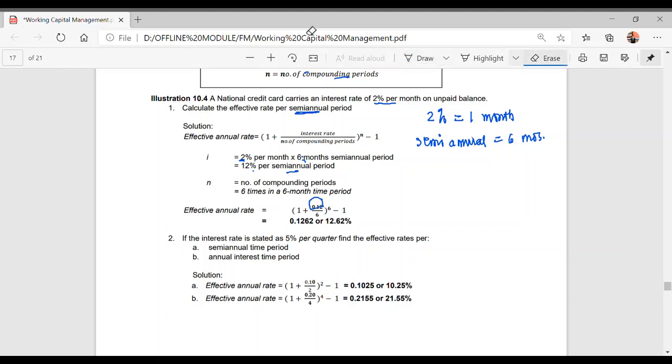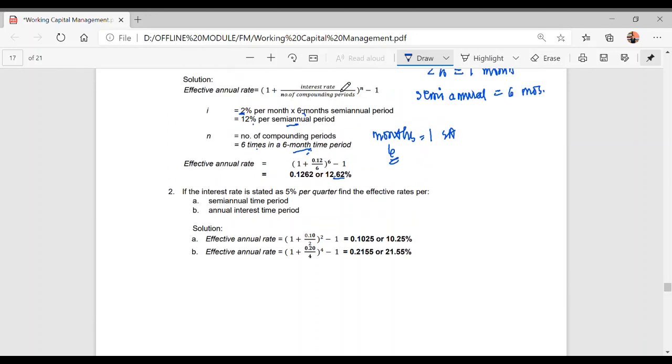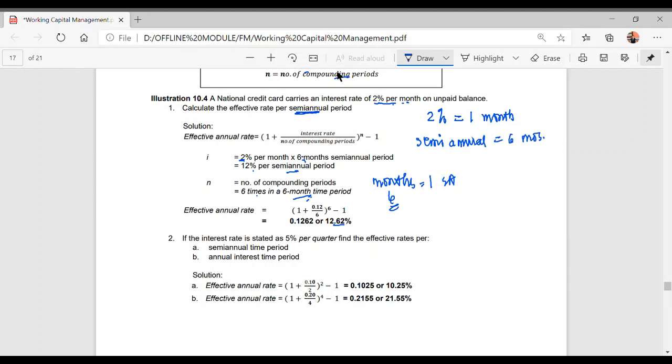Next, we have what it will be our compounding period. So our compounding period now is 6 times in a 6-month time period. You know, 6 times man siya, ma'am. Because, di ba, pila man ka months, so how many months are there in one semi-annual? So in one semi-annual, there are 6 months. So therefore, 6 times ang 6 months. So 6 times in a 6-month time period. Yung 6-month time period naman siya, ma'am, because it is a semi-annual. So therefore, that would be 6. Okay, na may 6 ka months in one semi-annual. So just substitute in the formula, so you'll get 12.62%. Okay?